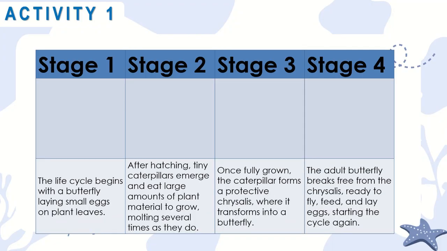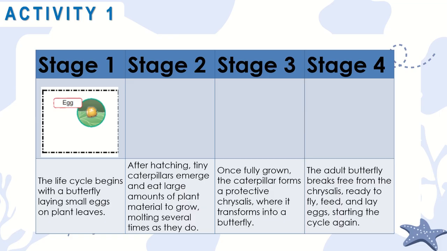Let us now answer. For stage 1, we have the egg. The life cycle begins with a butterfly laying small eggs on plant leaves. For stage 2, we have larva. After hatching, tiny caterpillars emerge and eat large amounts of plant material to grow, molting several times as they do.